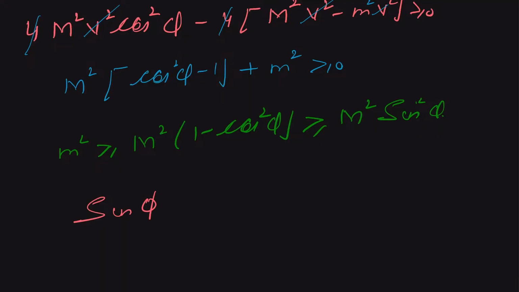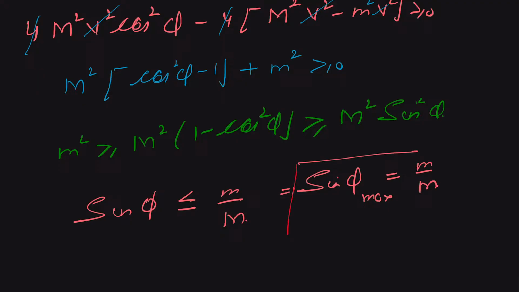So this gives us that sin of phi is less than or equal to m upon capital M. Or for maximum value, we can write that sin of phi maximum will be equal to m upon capital M. Okay, so for this value of maximum angle, that was our required solution. Come to the next question.